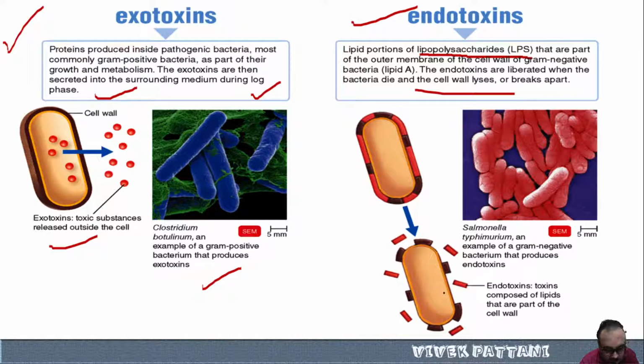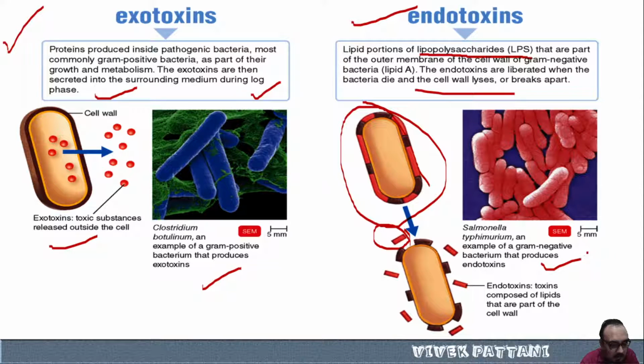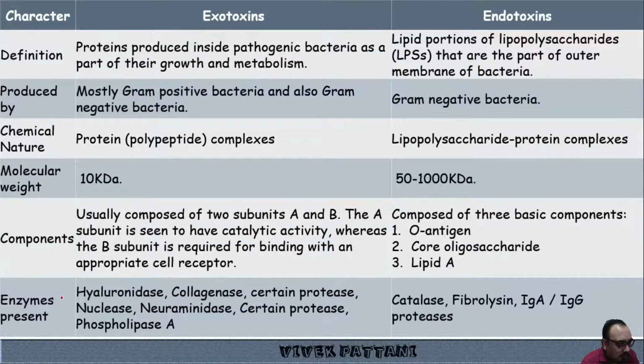Okay, and you can see here endotoxins are composed basically of lipids which are parts of the cell wall. Here is a diagram where you can see that if we detach them, it will have this type of look. One example given here is Salmonella typhimurium, which is a gram negative bacteria that produces endotoxins. Now, what are the differences between endo and exotoxins?